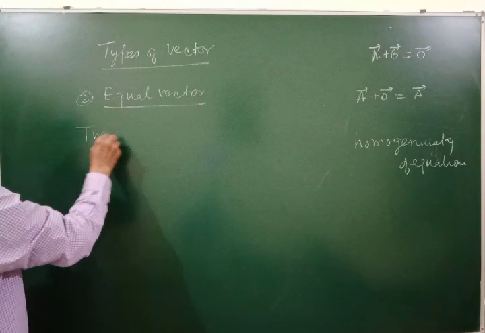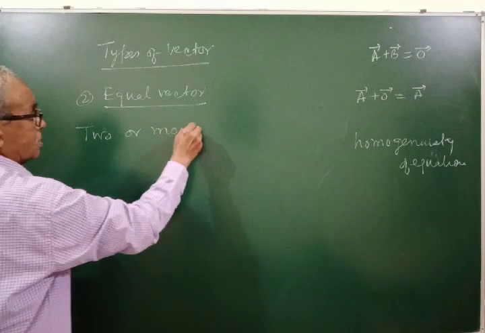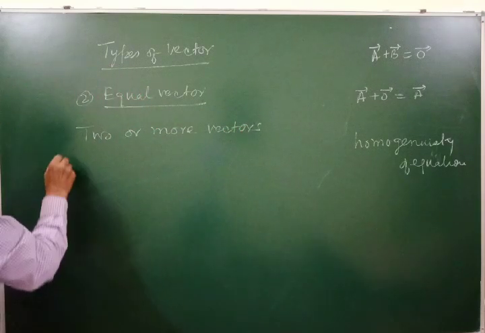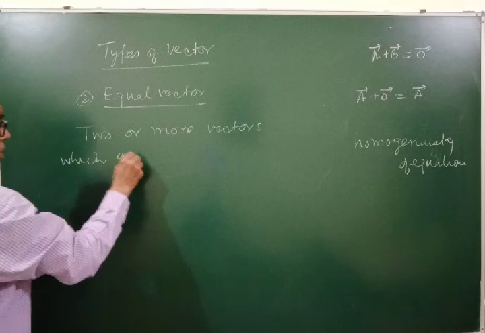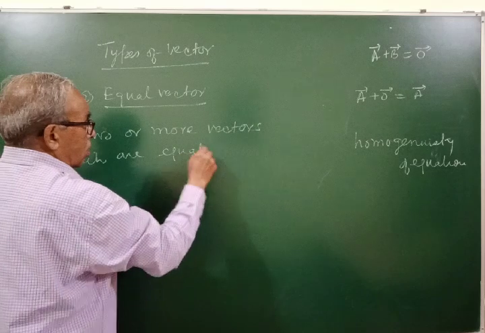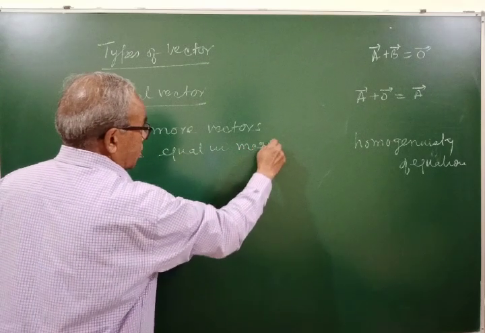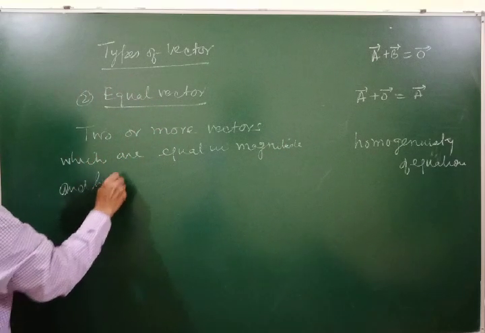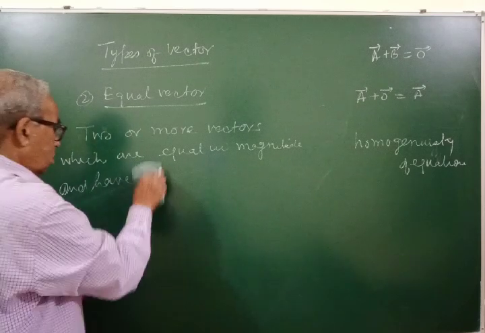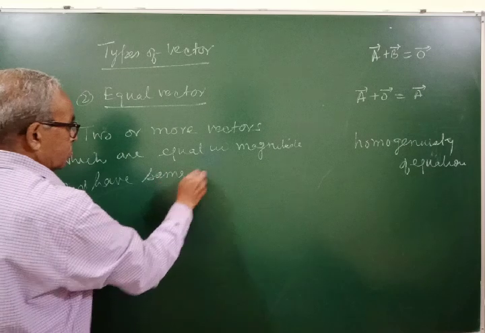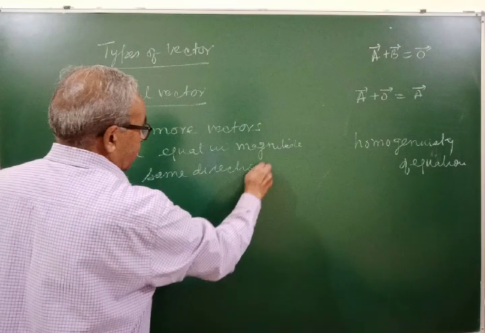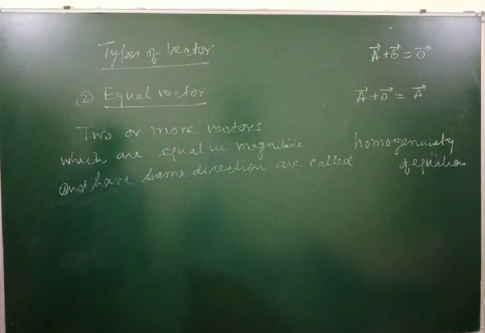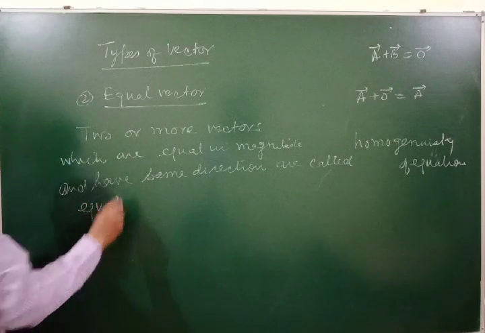So two or more vectors which are equal in magnitude and have the same direction are called equal vectors.